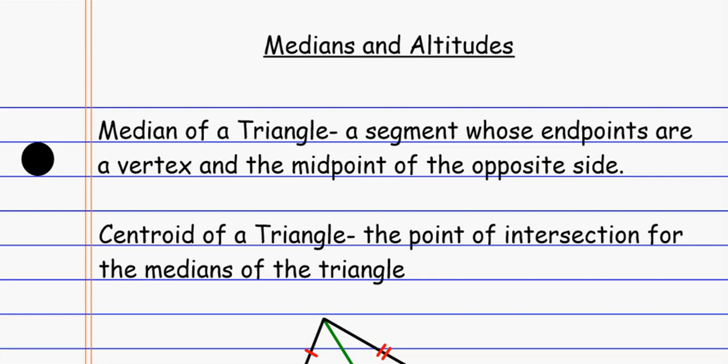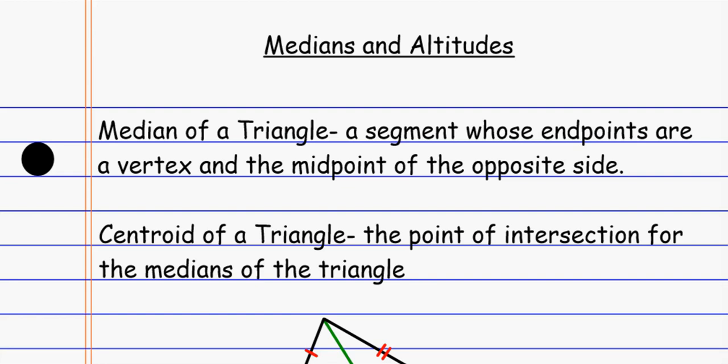Hi there, folks. Today we're talking about medians and altitudes. And we're going to look at this inside of a triangle. Once again, we're going to draw all the medians, see what the relationship is. We'll draw all of the altitudes, see what the relationship is. And then investigate all the special properties that emerge from those relationships.